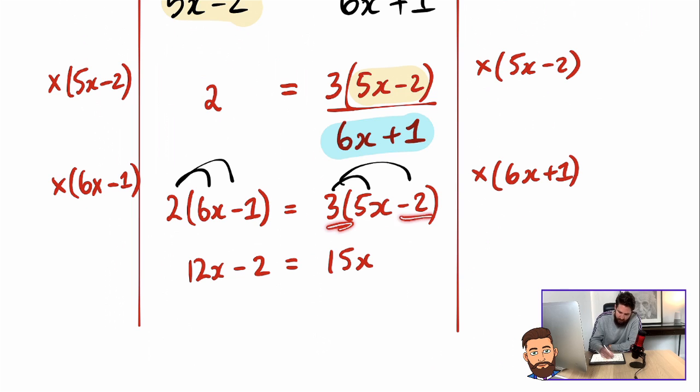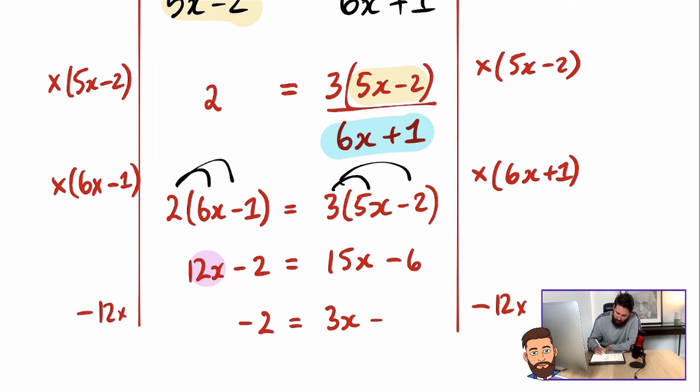3 times minus 2 is minus 6. Again, now it's a very simple one, x is on both sides. Again, same technique. We're going to move the smallest unknown, which is 12x in this case, because 15x and 12x. We're going to move the 12x by doing the opposite and taking away 12x from both sides. If I take away 12x, I'll be left here with minus 2, and 15x minus 12x would simply be 3x minus 6.